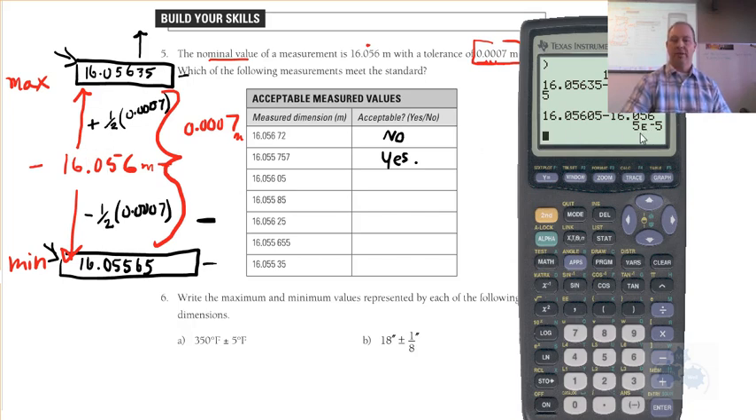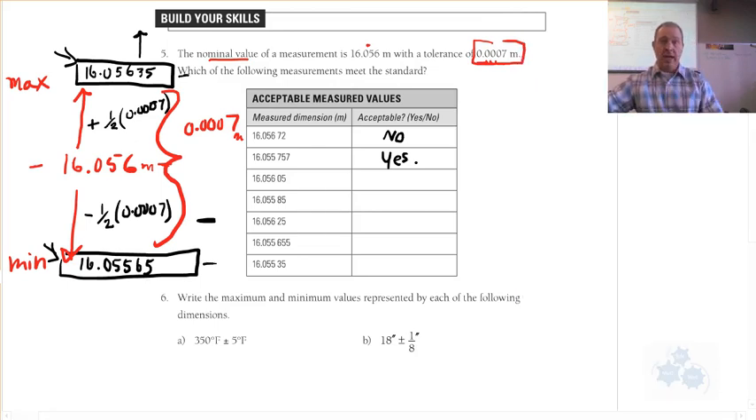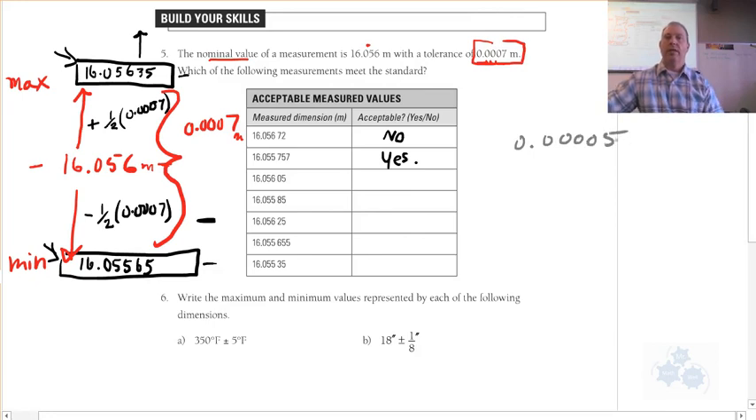So 5 times 10 to the negative 5 actually looks like this: 1, 2, 3, 4, 5. Like that, the 5 there. So that's 5 times 10 to the negative 5. Is that smaller than this one? Half the tolerance is 0.0035. That's half of the tolerance. So this is much smaller, isn't it? Much smaller. So that's another way you could do it, and you say, yes, that's within. 16.05605, see it's just underneath this one? So that's a yes.